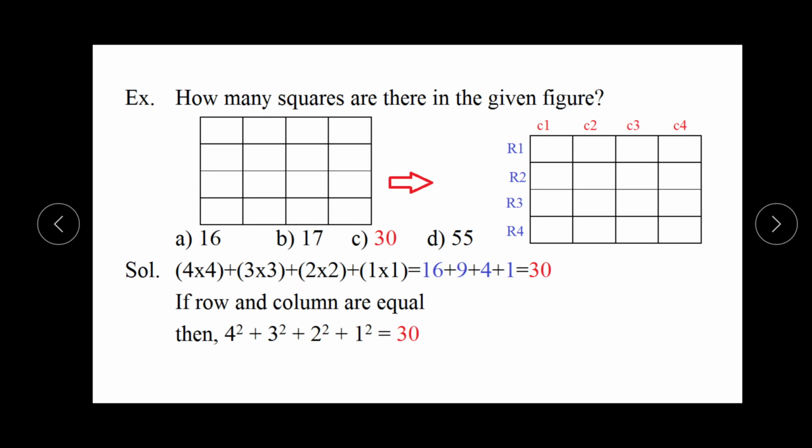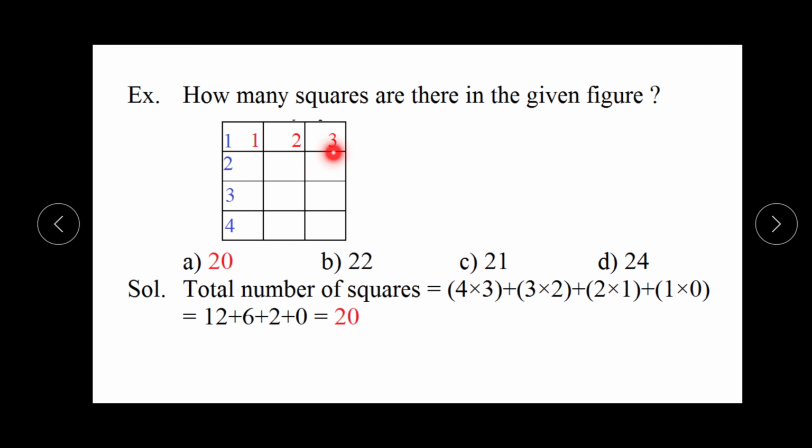We can take this approach only when R is equal to C. It means the number of rows is also equal to the number of columns. If the number of rows and number of columns are not equal, then what will we do? Let's see in the next example.